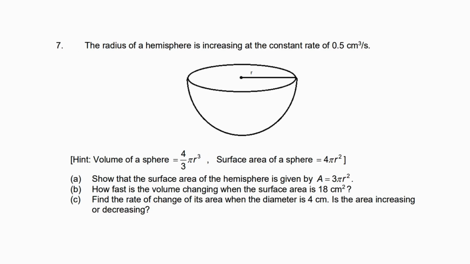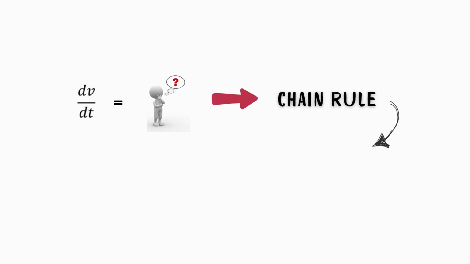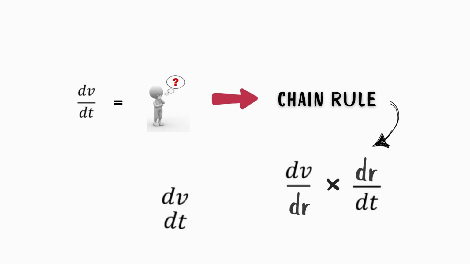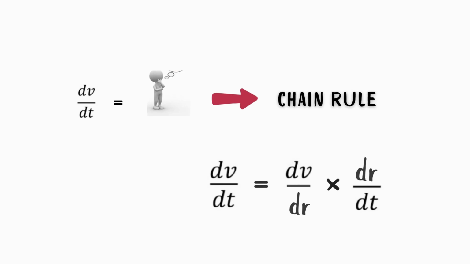Let's move to the next question, which is question B. The question asks us to find how fast the volume is changing when the surface area is 18 cm squared, which we know as the rate of change of volume with time. Now to find dV over dt, we need to use the chain rule, which will start with dV and end with dt, which will be dV over dr and dr over dt. So the total equation is dV over dt equals dV over dr times dr over dt.